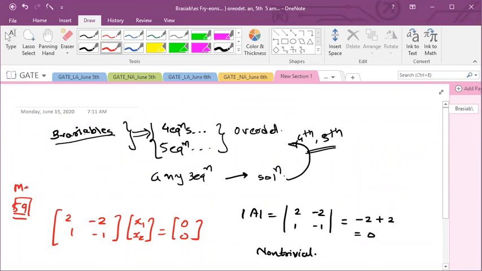Question number 59. Whenever you are solving any question and you are facing any doubt, you can type your doubt in our WhatsApp group, Made Easy page number this, question number this, so that you all can discuss. And this is about overdetermined system.